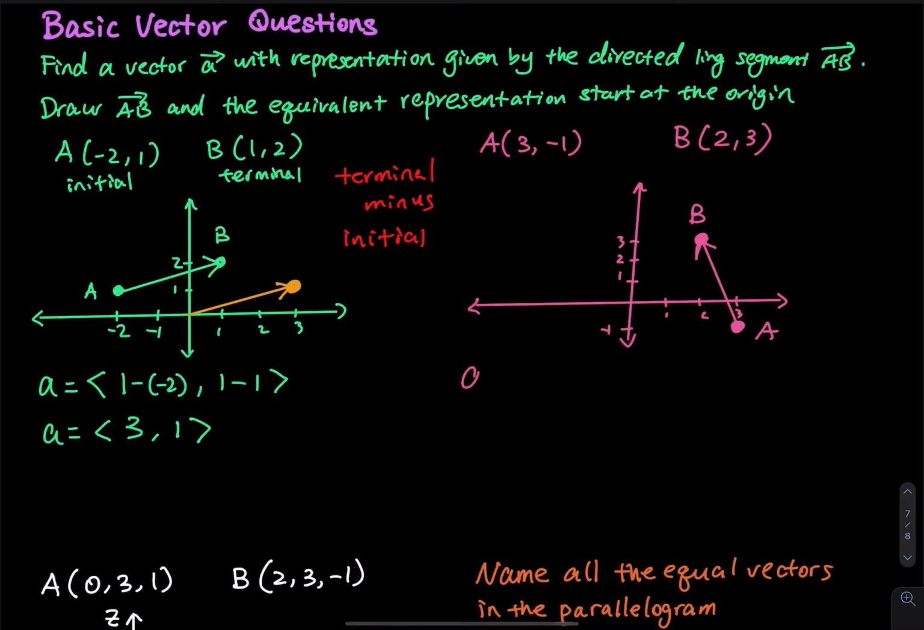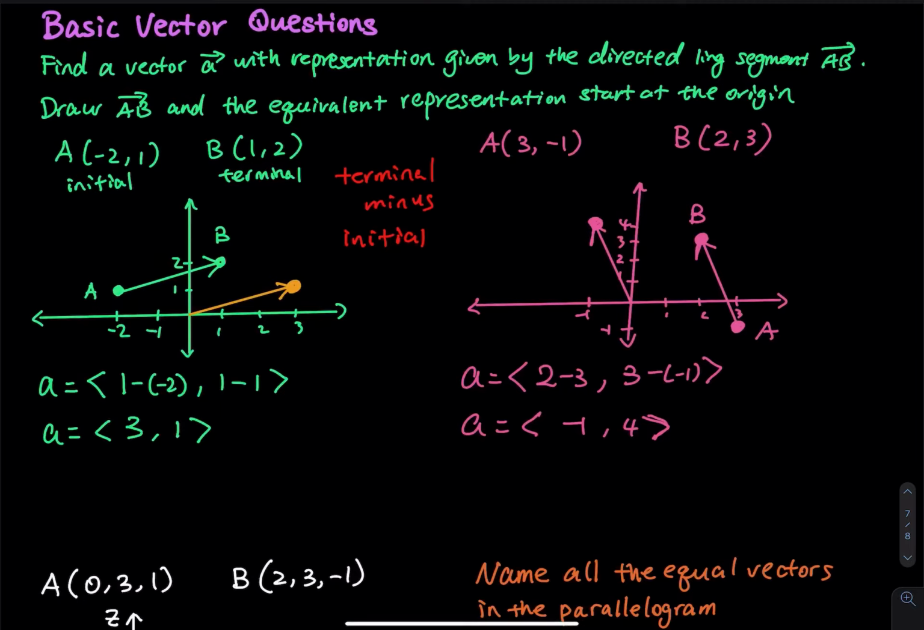So vector A is equal to terminal minus initial. So that will be 2 minus 3, comma 3 minus negative 1. Close the angle bracket. So A is equal to negative 1, comma 3 plus 1 is 4. Close the angle bracket. So negative 1, 4. This is negative 1, and then this is 4. So you have a point right here. And the question asked me to start at the origin. So that will be the origin. So that is done for the pink one.